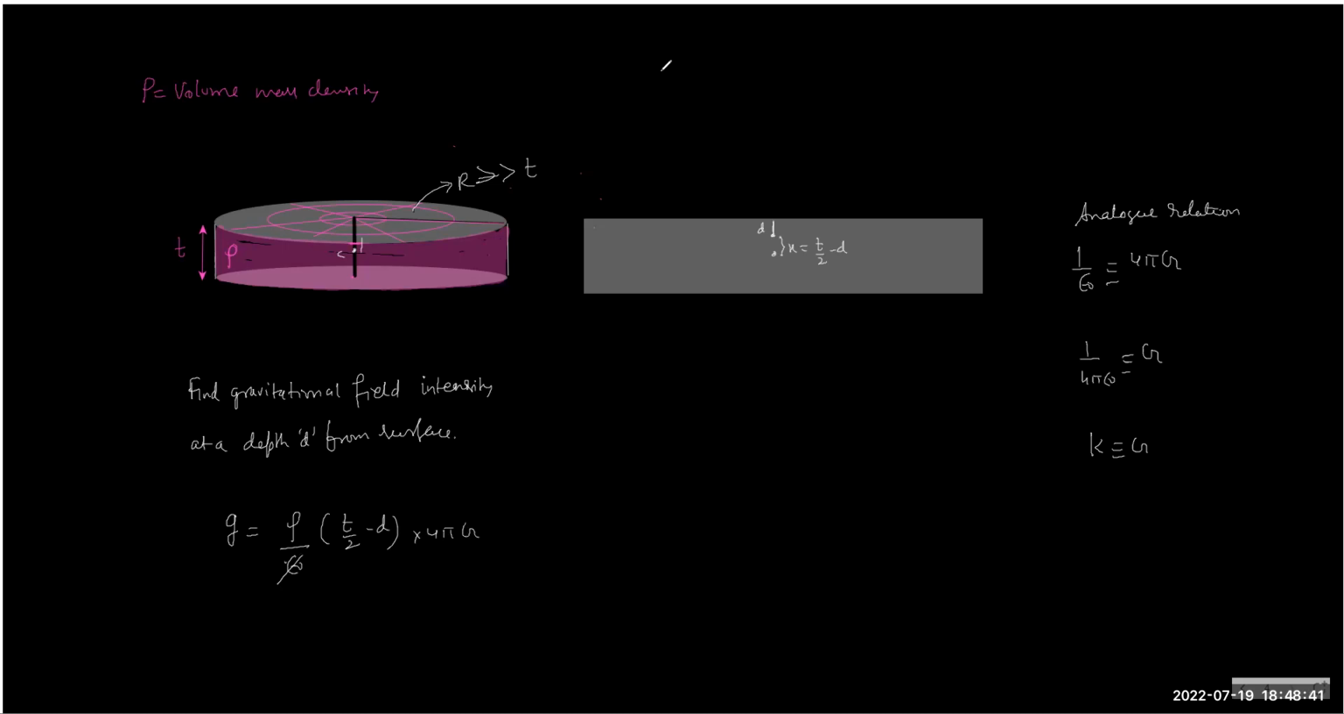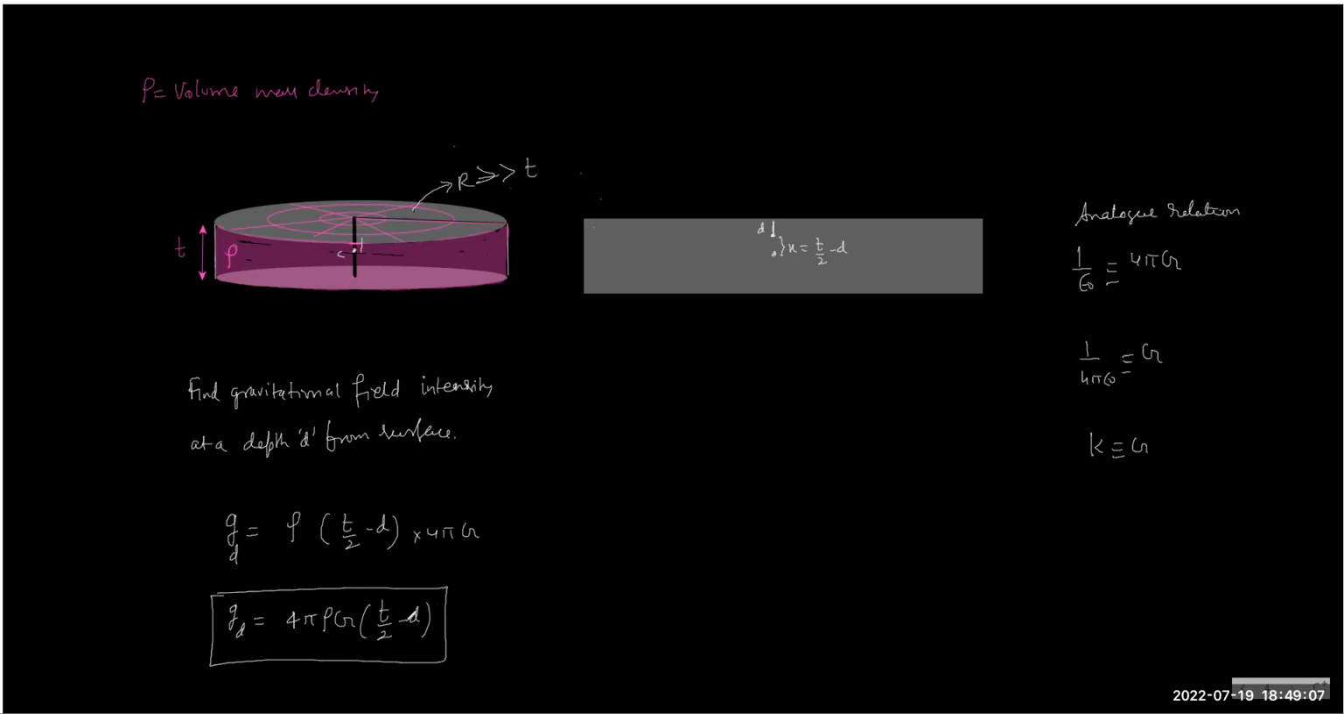But we cannot write 1 by epsilon naught here. So the answer turns out to be really nice. The g value at a depth d is equal to 4 pi rho G into t by 2 minus d.